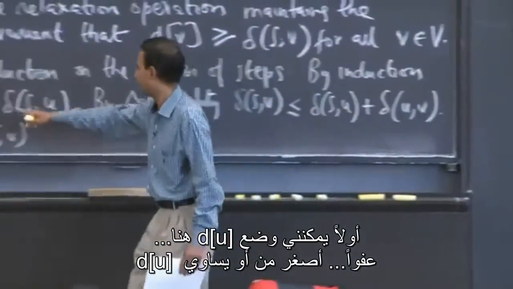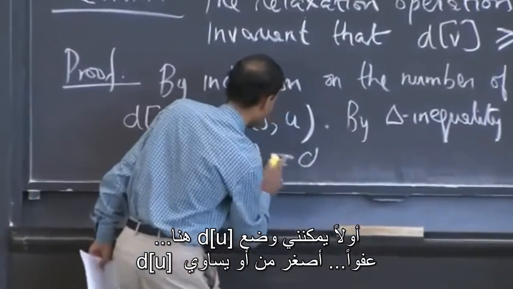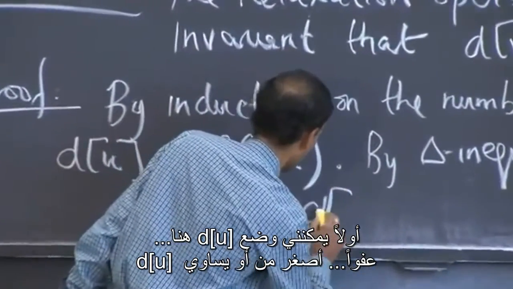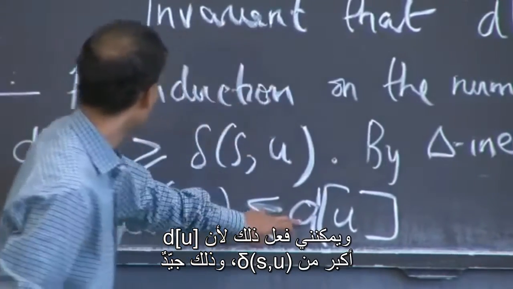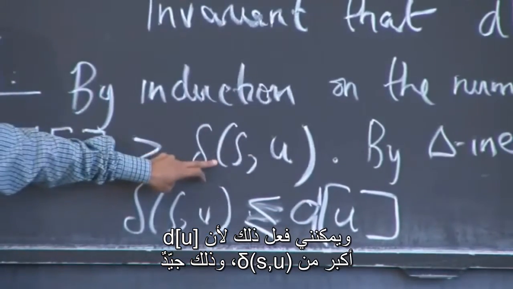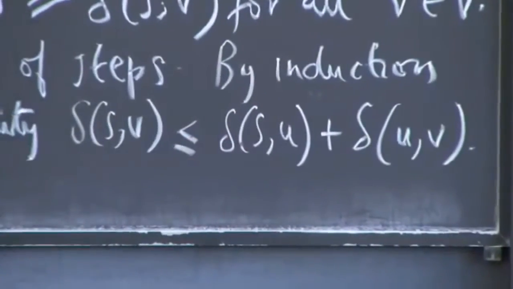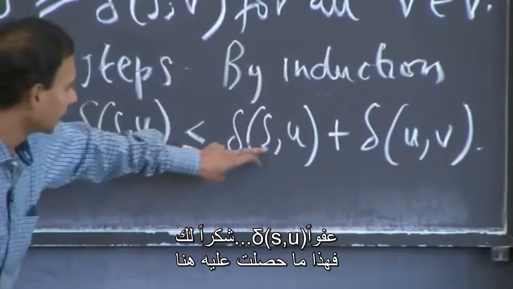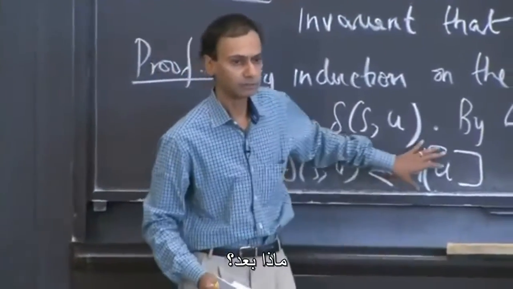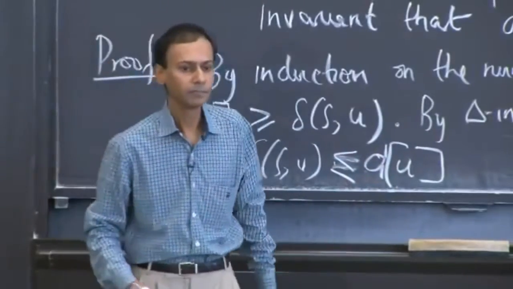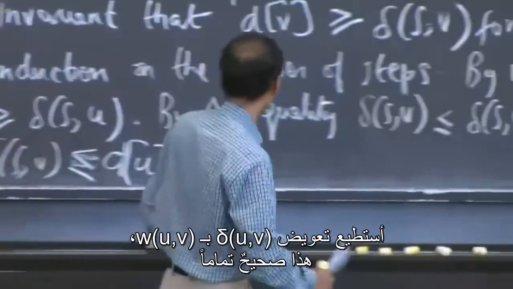Excellent. So the first thing is I could put d of u over here, right? Sorry, less than or equal to d of u. And the reason I can do that is because d of u is greater than delta s comma u, so that's cool, right? Sorry, delta s comma u, thank you. And so that's what I got here. What else? Yeah. Replace delta uv with w(u,v). I can replace delta uv with w(u,v). Exactly right.